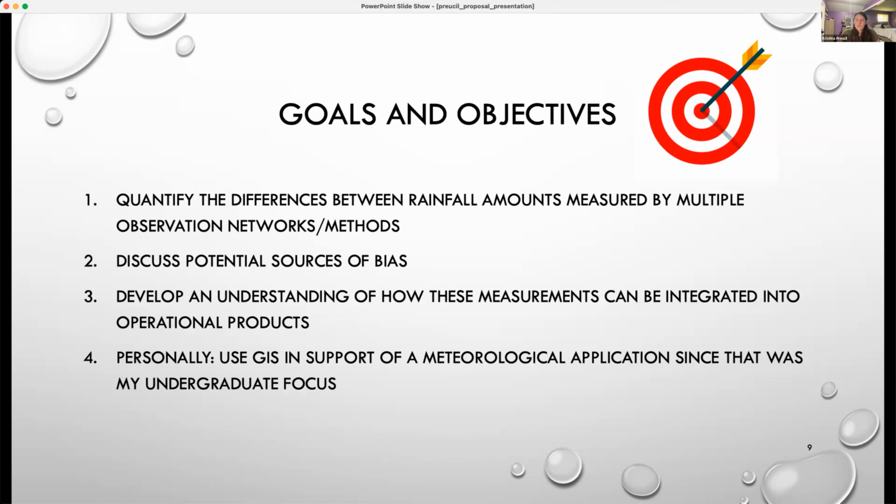So the goals of this project are driven by the acknowledgement that there are differences in rainfall amounts measured by these different methods and networks. So I'm essentially questioning what the magnitude of that difference is and what is the cause. Along those lines, we want to quantify these differences between the measurement networks, perhaps derive some sort of an equation to model this exact difference that we could potentially apply to other storm events. We would also want to just have a discussion about the potential sources of these biases.